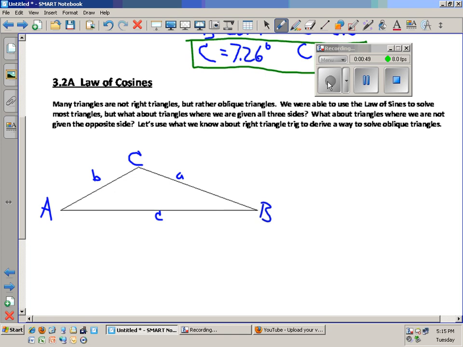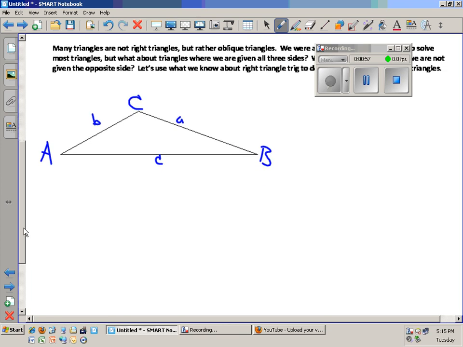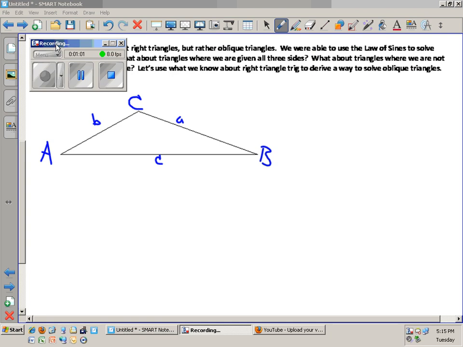What if you don't have an angle and its opposite side? Well, let's use what we know about right triangle trig to derive a way to solve oblique triangles. That's a little bit different. This is how the law of cosines comes about. Now, you'll never have to reduplicate this, but I want you guys to be able to appreciate where the law of cosines comes from. It doesn't come out of thin air. It has a purpose.